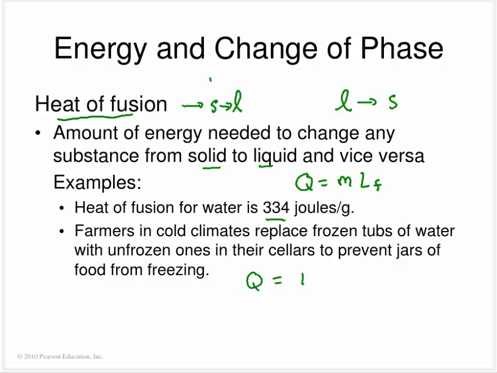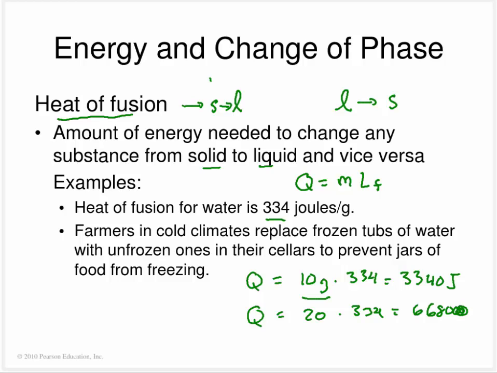So let's just do a quick calculation. Suppose we had 10 grams of water, and we knew the latent heat was 334 joules per gram, and that's going to tell us it's going to take about 3,340 joules to convert 10 grams of water from a solid to a liquid. If we wanted to do, say, 20 grams, 20 times 334, that's going to be 6,680 joules, and that's going from a solid to a liquid. If we wanted to go from a liquid back to a solid, then all we would say is we're taking it away, so we're just going to put a negative sign right there.